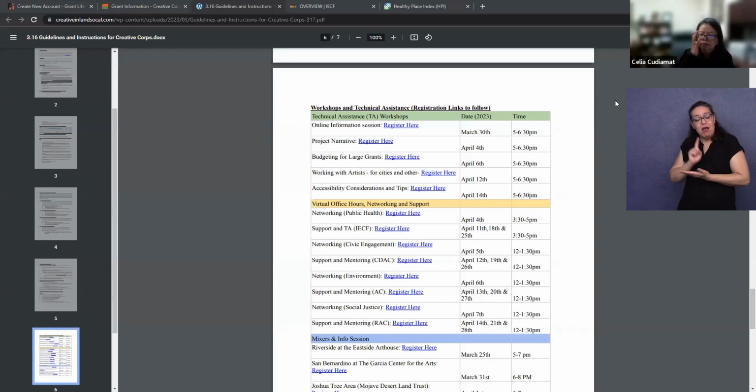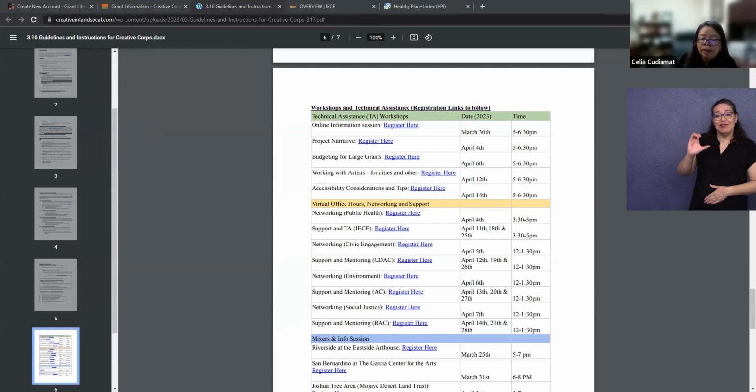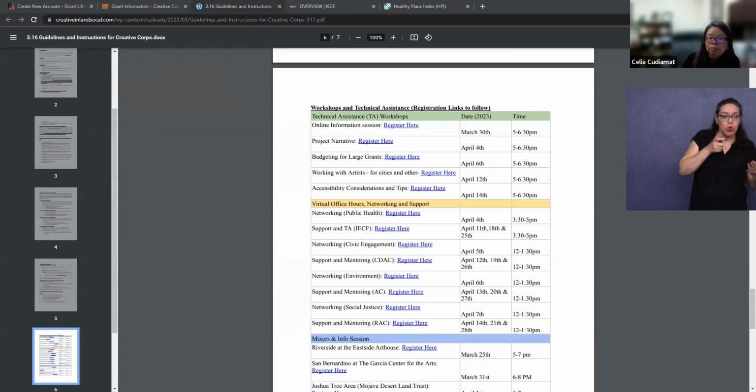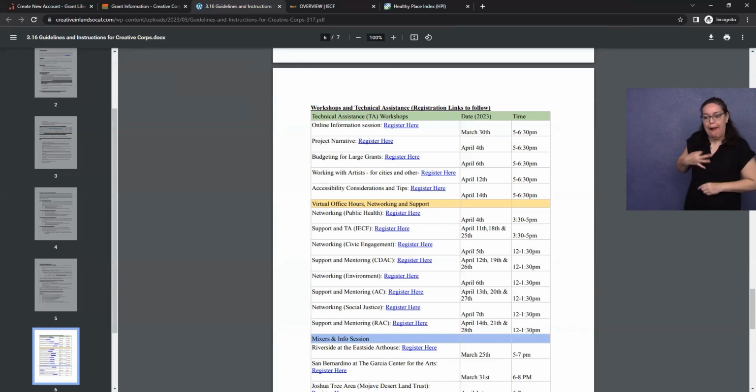And then there's the office hours where it says support and mentoring. For example, with IECF, I will be hosting a session for those entities that are interested in public health. This is a networking thing, kind of like matchmaking, with nonprofits involved in the public health arena who want to hire artists, and artists who want to work on public health issues. It's an opportunity to connect. That will be next week from 3:30 to 5. And then the support and TA is an opportunity for individual applicants to ask specific questions about their applications. Okay, thank you for clarifying.